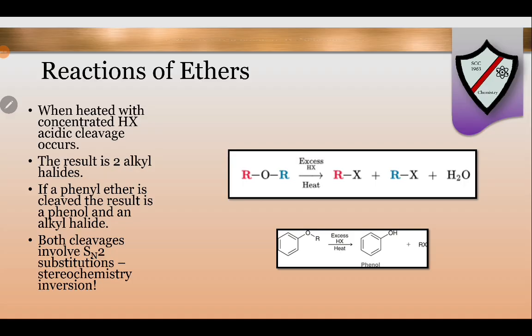If phenyl is cleaved, then you do get phenol as one of your products. So that's one way you can design your reactions to be helpful. Both cleavages will involve SN2 substitutions with the halogen, and so you should expect any applicable inversions in stereochemistry.